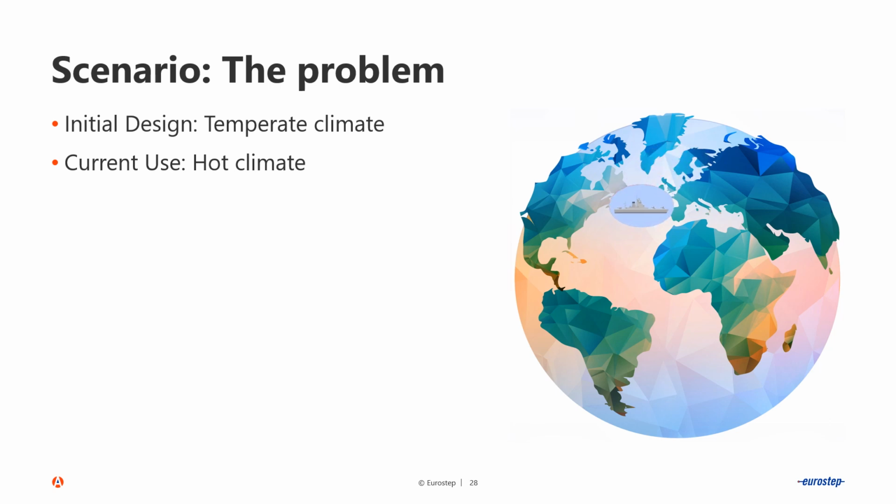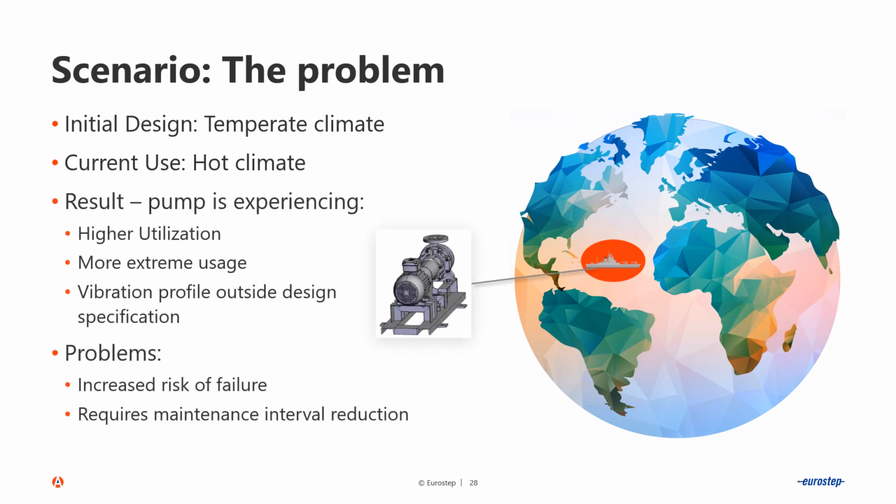This frigate was originally designed for use in temperate climates, but the usage patterns changed, meaning that more often it's operating in hot climates. This means that the cooling and sprinkler systems have a higher utilization, and the pumps within those systems are experiencing a more extreme usage pattern. This puts the vibration profile of those pumps outside the original design specification, leading to increased risk of failure, which is currently mitigated by a shorter maintenance interval and therefore greater downtime.